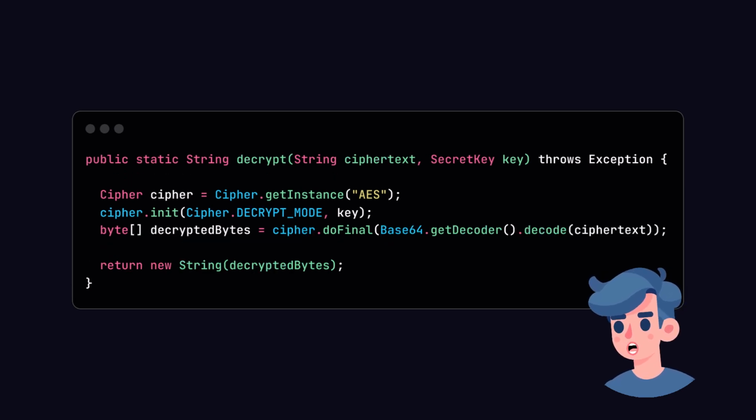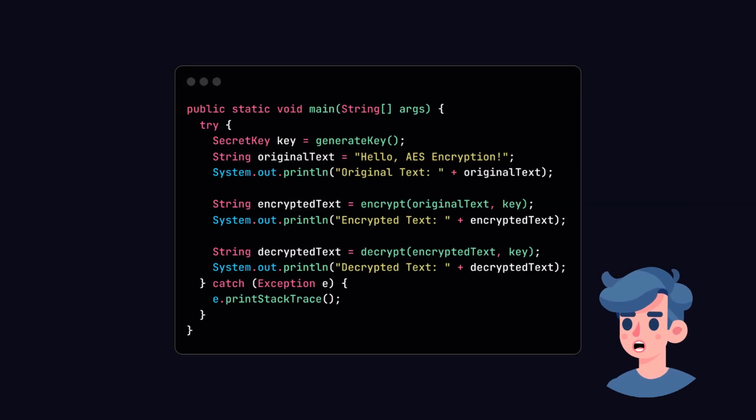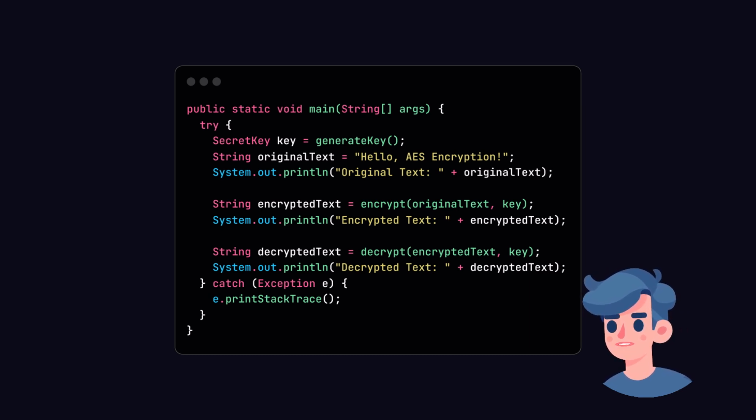Next, we need a method to decrypt our ciphertext back into plaintext. This method will also take a secret key and the encrypted string as input. Now that we have the encryption and decryption methods set up, let's put everything together in our main method. We'll generate a key, encrypt a sample string, and then decrypt it back to verify our implementation.